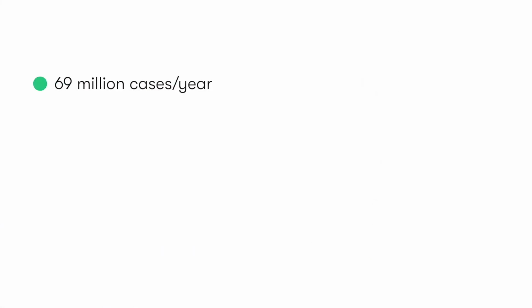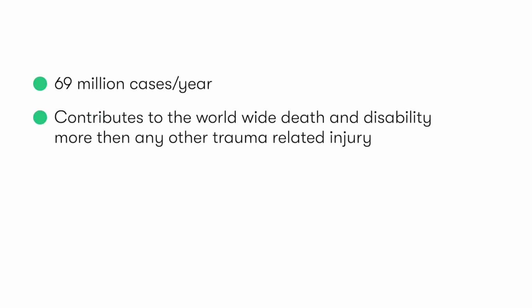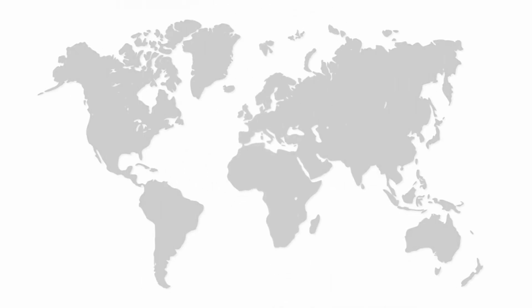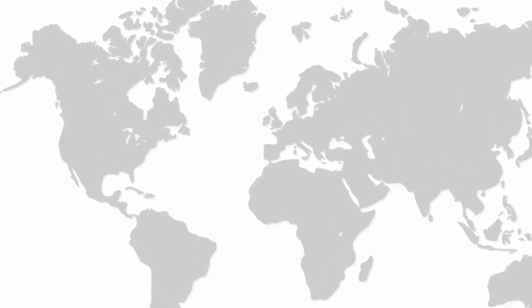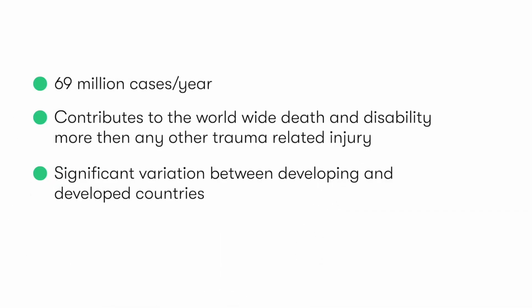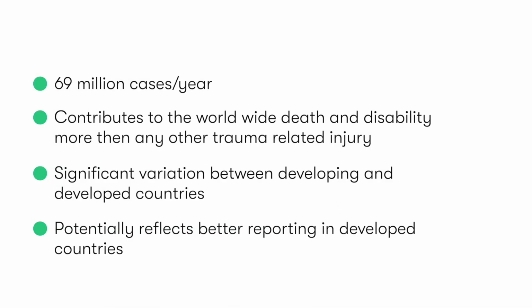In terms of the epidemiology of traumatic brain injury, it's a relatively frequent clinical problem, with 69 million cases every year. In fact, traumatic brain injury contributes to worldwide death and disability more than any other trauma-related injury. Whilst it affects all areas of the world, there is a significant variation between developing and developed countries. There's a higher reported incidence of cases in developed areas, such as North America and Europe, as opposed to developing countries, but this may actually be a reflection of a better reporting and capture of data in developed areas, rather than a truly higher incidence of cases.